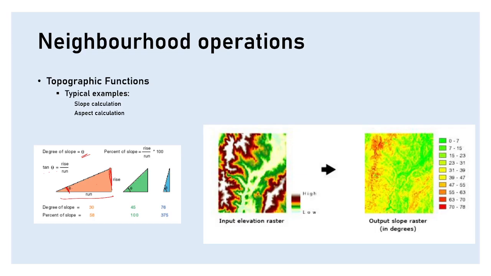I think it is 1 by root 3. I don't remember exactly, but probably that. Anyway, that value multiplied by 100 will give you this percent of slope, which is 58. Similarly, if it is 45, tan 45 is 1. So 1 into 100 is 100. 76 means it's 375. So like that. This is how the slope calculation is done.